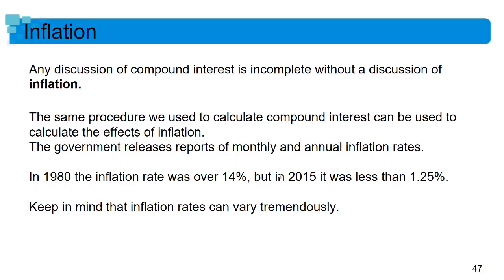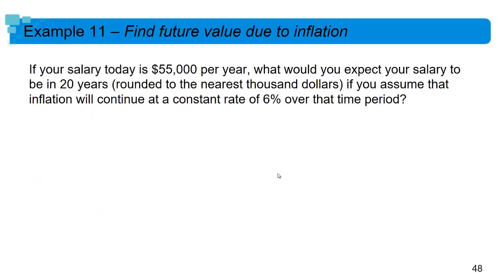Okay, what about inflation? Well, we can't talk about compound interest without talking about inflation, because that's basically what inflation is. It says how much things go up over so many years. For instance, in 1980, the inflation rate was over 14%, which is pretty huge. And in 2015, it was less than 1.25%, which is pretty small. So the cost of things can go up by quite different degrees.